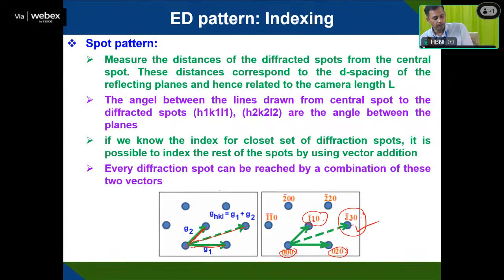So accordingly you can calculate it: measure the distance of the diffracted spot from the center spot. Once you identify the center spot, you measure the distance, and this distance corresponds to the d spacing of the reflecting planes. From that distance you can find the reflecting planes, and then measure the angle between the drawn lines from the central spot to the diffracted spots. If you know the index for the closest set of diffraction spots, it's possible to index.